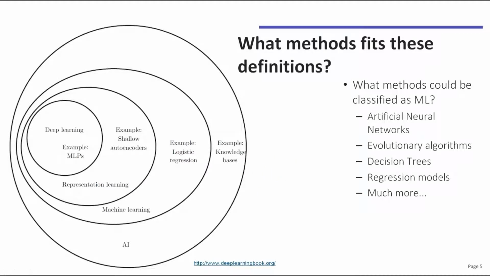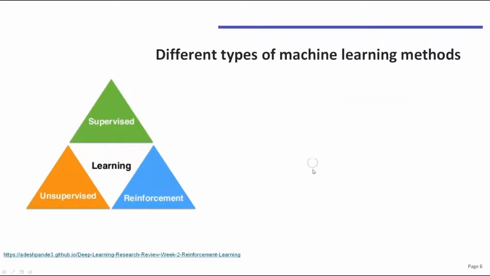What methods could we then consider machine learning based on these definitions? Well, artificial neural networks, definitely, evolutionary algorithms, decision trees, regression models, and much more. All of these are machine learning tools, something which learns from experience. It is useful to divide up all of these methods for machine learning, and there really are a lot, into some subcategories just to get a better overview of the field. And a common way of doing that is these three categories, which are named supervised, unsupervised, and reinforcement learning.